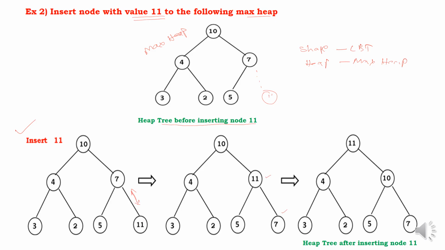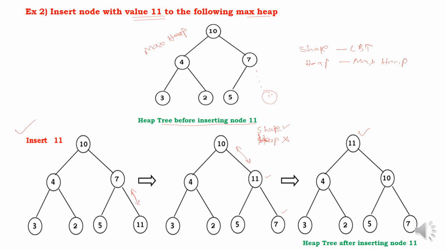After interchanging, again check the value of 11 with its parent. Parent is 10, the value is 11. So again it is not satisfying heap property. Shape is okay, but heap is not okay. Because parent should be greater than children, so again interchange these two.